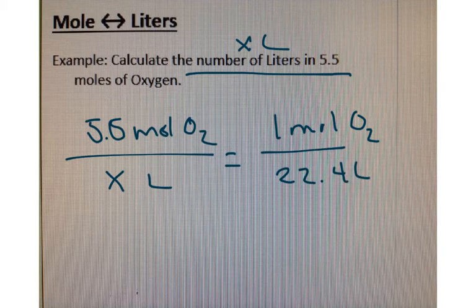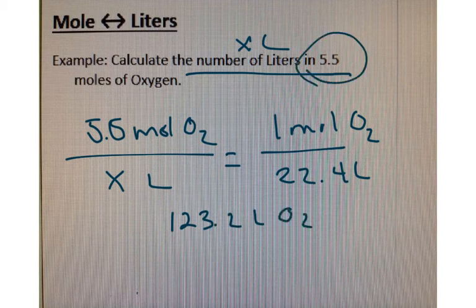So rounding and multiplying, what you get is 123.2 liters of oxygen when you cross multiply, and then rounded to the 2 sig figs from that 5.5, you get 120 liters of oxygen. So once again, we are just setting up proportions.